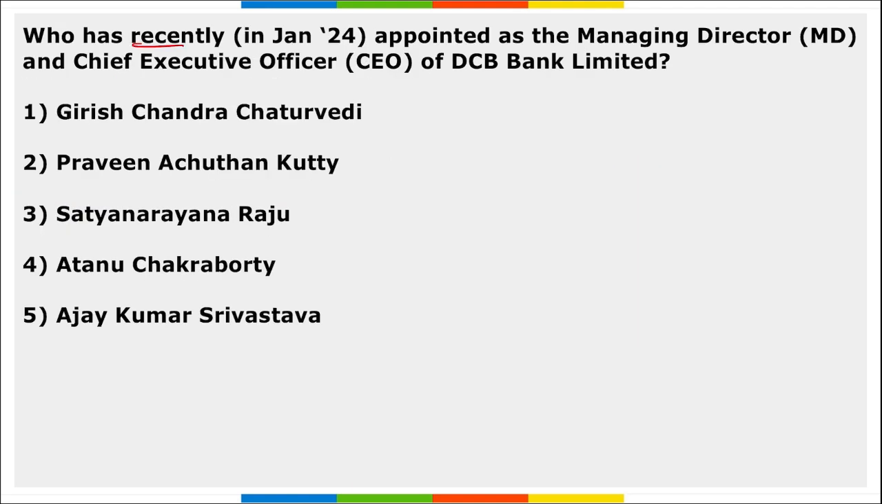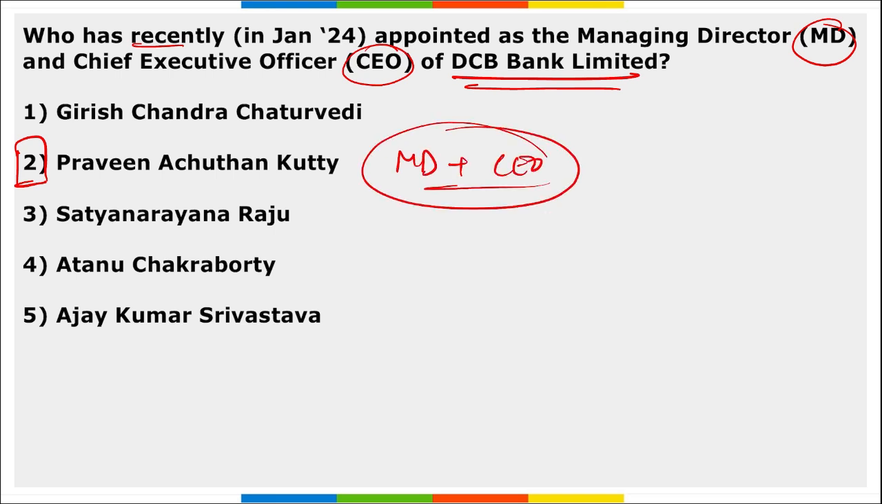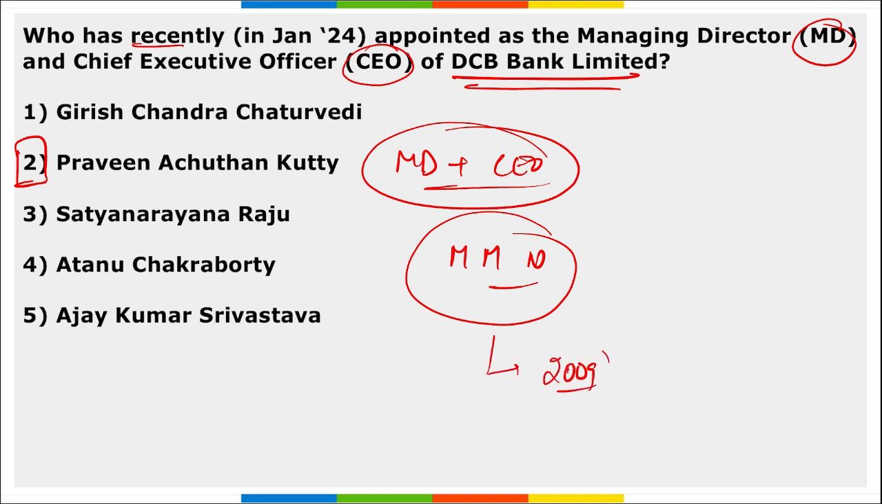Next, who has recently been appointed Managing Director and CEO of DCB Bank? So Praveen Achutan Kutti has recently been appointed as the Managing Director and Chief Executive Officer of DCB Bank Limited. He will succeed whom? He will be succeeding Murali M. Natarajan, who is the current MD and CEO of DCB Bank, and he has been in the position since 2009.